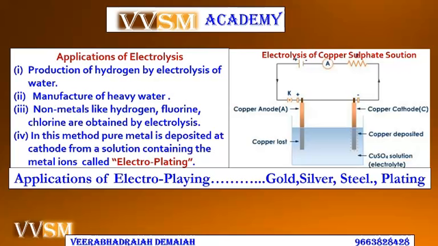Take the electrolysis of copper sulfate solution, for example, with copper anode A and copper cathode C. The copper sulfate solution is an electrolyte. The current is passed through the electrolyte. It splits into its respective ions, and thus the copper ions are deposited at the cathode.